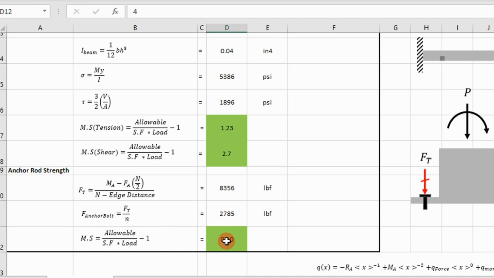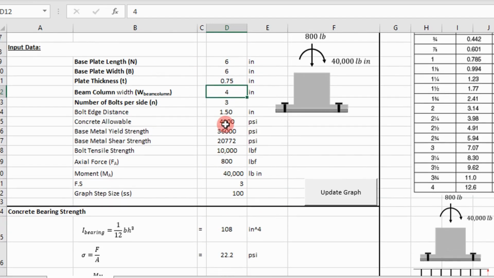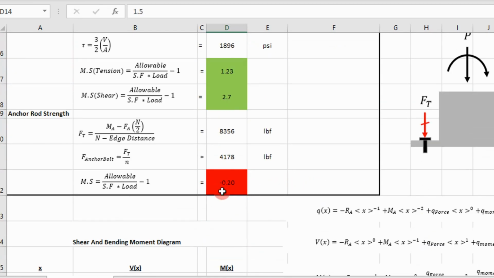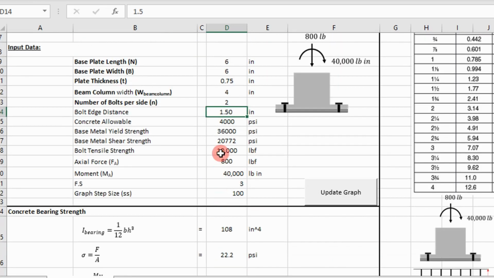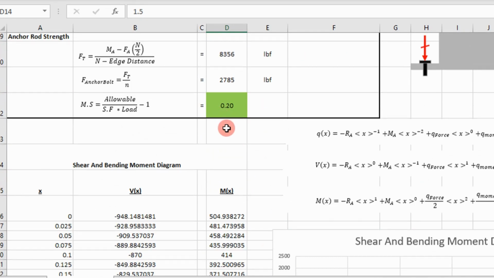I may want to just see how this changes with the number of bolts. So let's say we do 2 bolts, anchor rods per side. I keep saying bolts, but I mean anchor rods, and it's negative, so we got to add more anchor rods. So 3 was sufficient, but you can toy around with that.